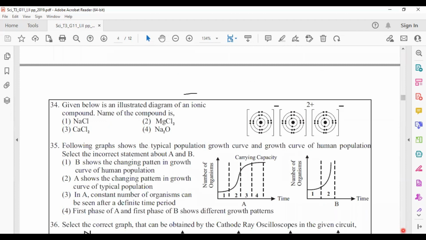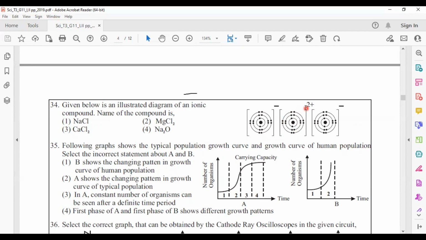Next one, 34. Given below is an illustrated diagram of an ionic compound. The name of the compound is calcium chloride, because in calcium chloride it has one calcium and two chloride ions. Here you can see two chloride ions with negative charges, and calcium forms a positive charge, which is 2 plus. After counting the number of electrons here, you can see there are 18 electrons, and this 2 plus shows how many electrons have been released to make this ion. That means 2 electrons have been released.